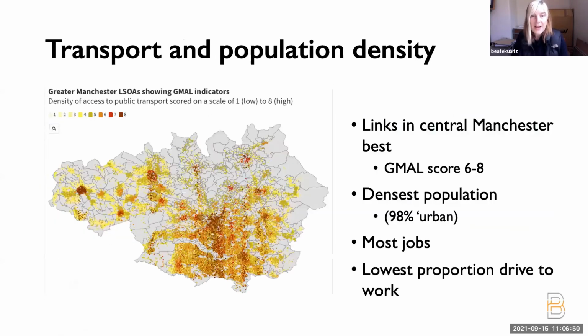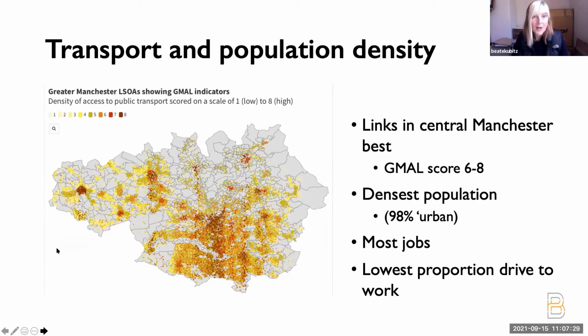And that patchiness also maps to the transport map of Manchester. Manchester has a scoring system called the GMAL, the Greater Manchester Accessibility Level score, and this map shows you those dark areas are the most accessible areas according to this scoring system, and the lighter areas are the least accessible. And as you can see, the centre of Manchester, where the densest population is, also has the best transport, and further out into the boroughs it's much less dense, and it's questionable whether those dark areas actually are well enough connected to the lighter ones.